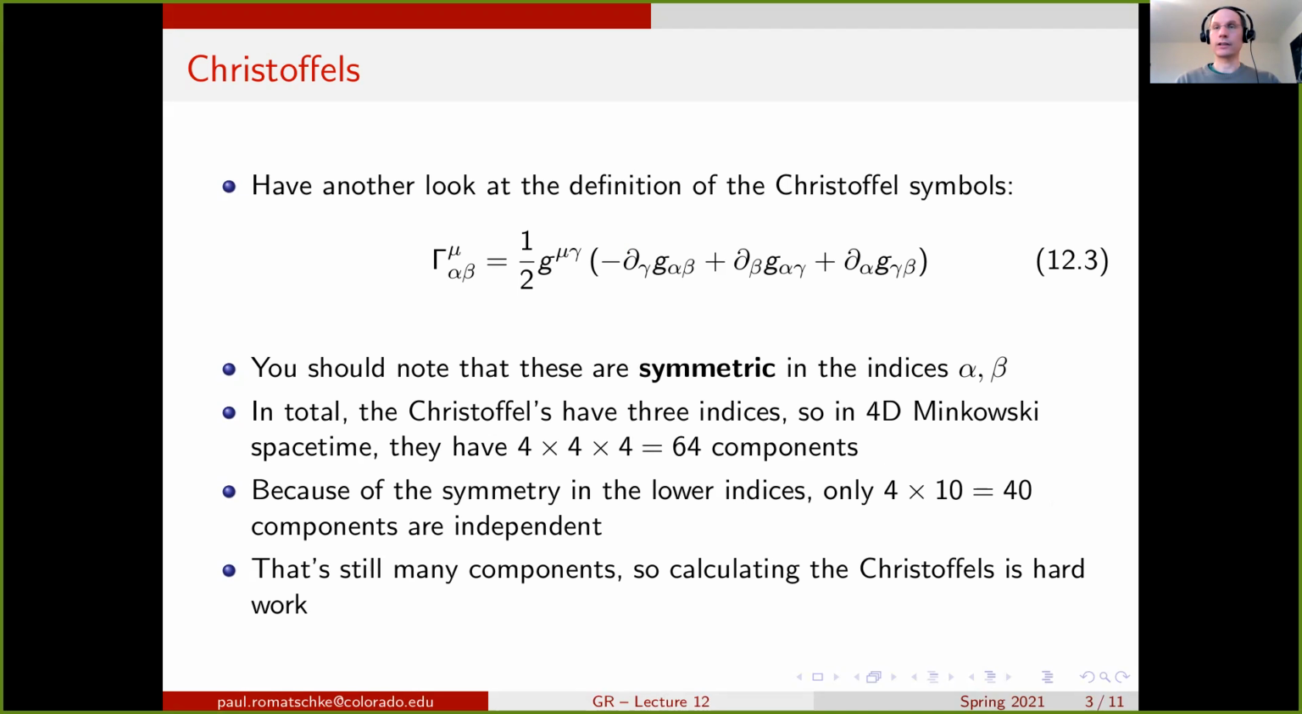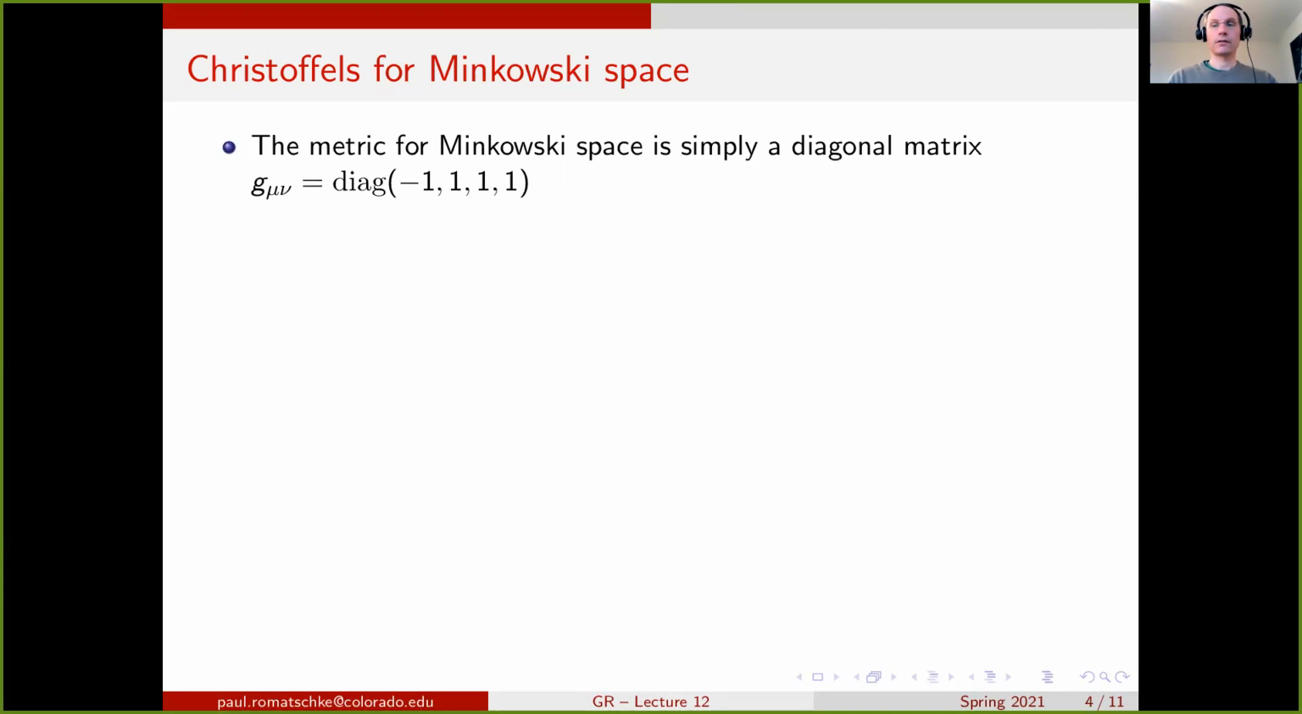So basically what that means is that if we are trying to solve the geodesic equation in four-dimensional systems, then we always have to calculate these 40 independent components. So that is hard work. We want to get started by treating simple examples where it's easy for us to calculate all of these 40 components. And one of these examples is indeed just empty Minkowski space.